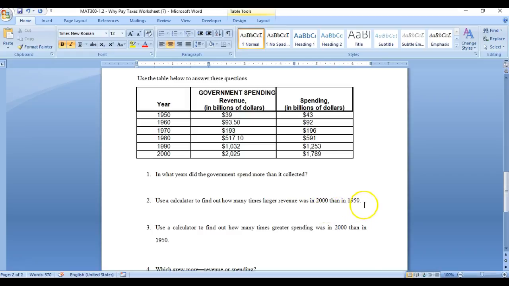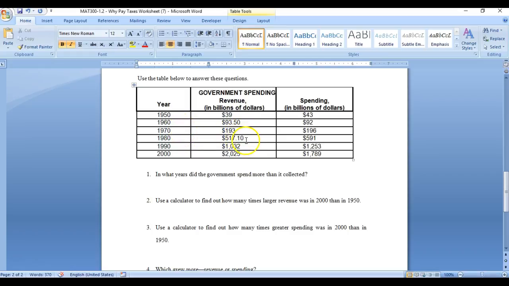Then it asks, use a calculator to find out how many times larger revenue was in 2000 than in 1950. So they're looking at just the revenue column, comparing the year 2000 to the year 1950. Since I want you to do that on your own, for the example, I'm just going to do the year 1980 and the year 1970.